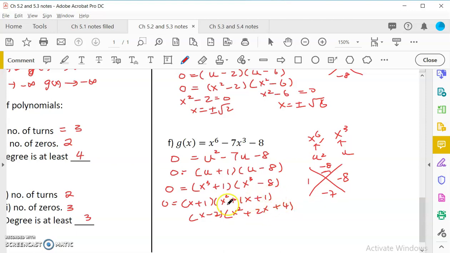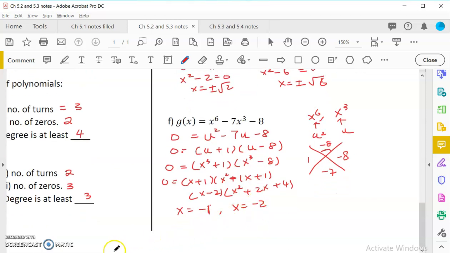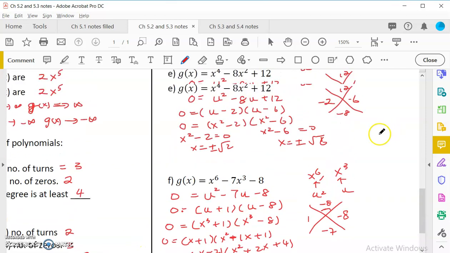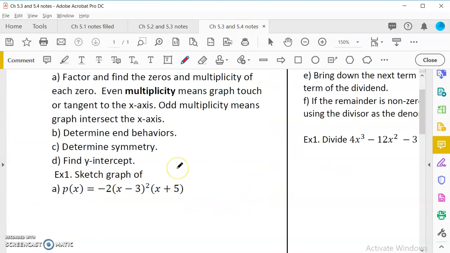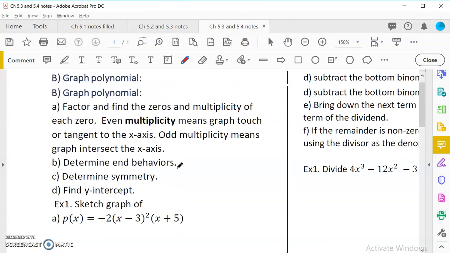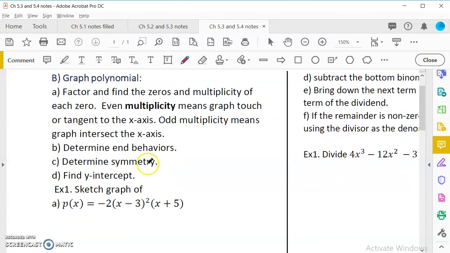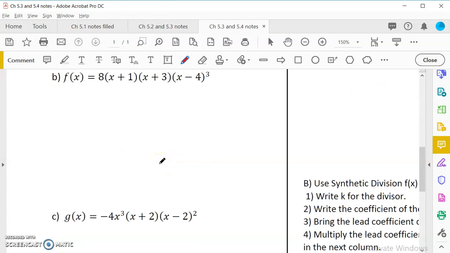So both of these quadratics are not factorable because they're just not. So the only answers would be x is equal to negative 1 and x equal to 2. So you see, although it has x to the 6, it only has 2 zeros. So that's the factoring and finding 0 part. Let's look at what is the next part, which is graphing. So I think I'm going to do this in the next video because I don't think I can finish graphing in all of this.